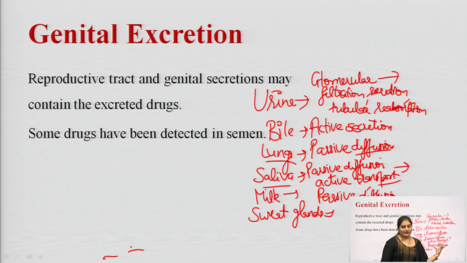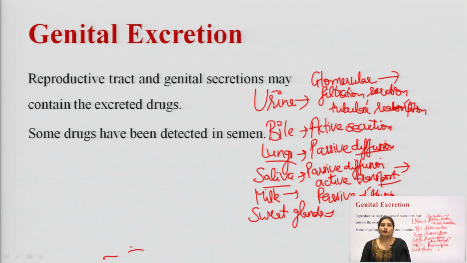In both the processes. In the milk as well as in the sweat glands, the free drug or unionized drug and the lipophilic drug can get excreted out into the milk as well as in the sweat glands. Okay. So, these are the different types of excretion routes and their transport mechanisms that are involved in the non-renal route of excretion.